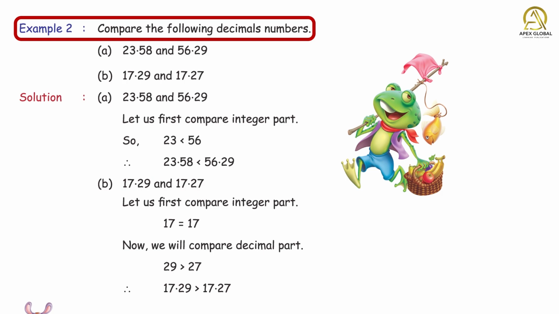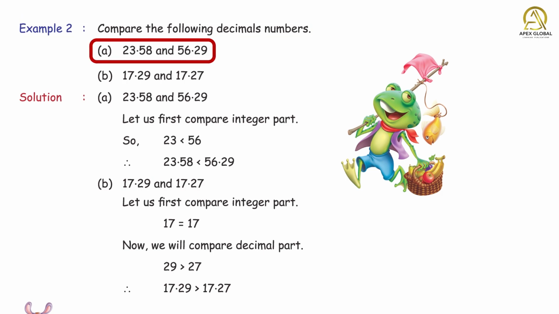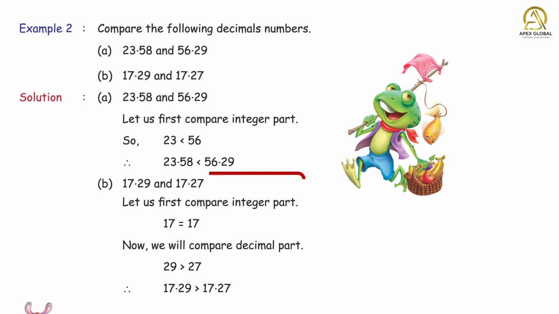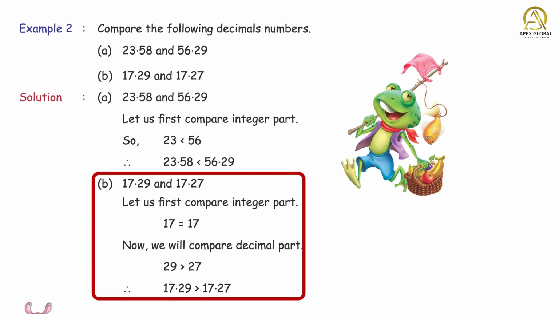Example 2: compare the following decimal numbers. A: 23.58 and 56.29. B: 17.29 and 17.27. Solution: A, 23.58 and 56.29. Let us first compare the integer parts. 23 is less than 56, so 23.58 is less than 56.29. B, 17.29 and 17.27. Let us first compare the integer parts. 17 is equal to 17. Now we will compare the decimal parts. 29 is greater than 27, so 17.29 is greater than 17.27.